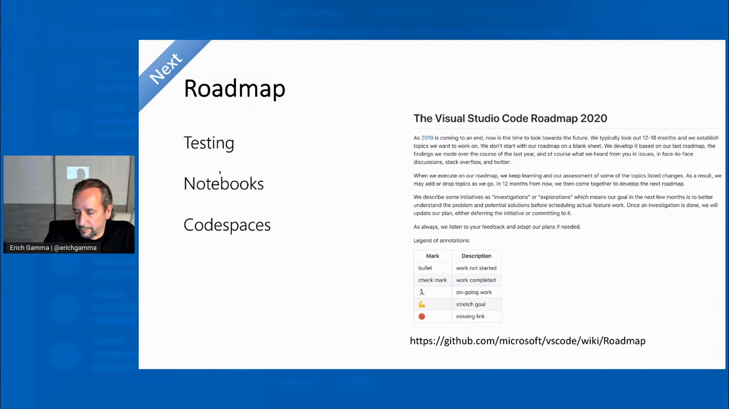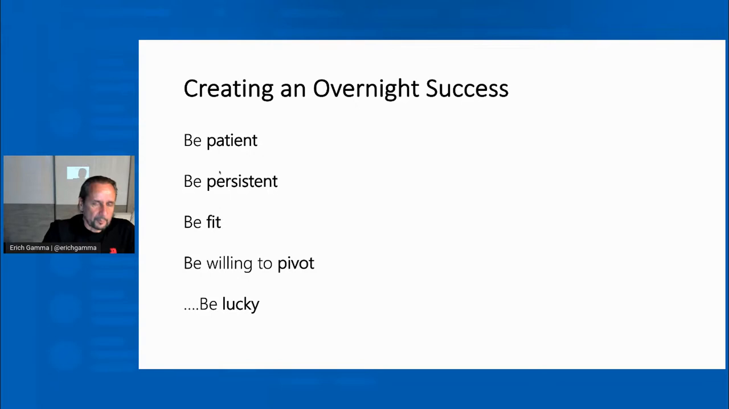So this brings me to the end, and basically to summarize what it takes to create an overnight success. I hope you saw from our journey that there were some ingredients you have to have. First of all, you have to be patient. We wanted to ship a web IDE in 2013, but technology was not ready. Many things were not ready. We were just too early, so we had to be patient. However, you also have to be persistent. Don't give up. Even if it didn't happen, come back to it.